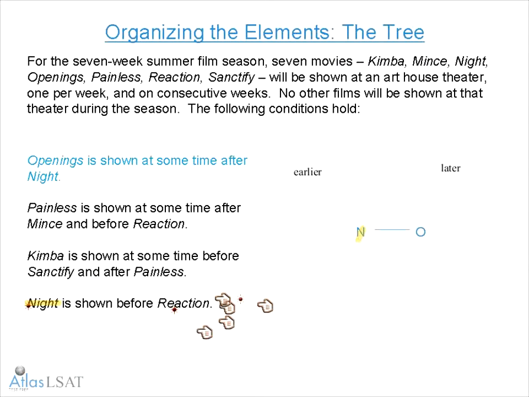N is shown before R. I'm going to give you 4 options here. I'm going to diagram this in 4 different ways, and then I'm going to ask you to use your pointer again. Which one of these 4 methods of diagramming this last constraint is correct? Go ahead and move your pointer to one of these 4 red R's. Which one would you use to diagram this constraint? Go ahead and just choose one.